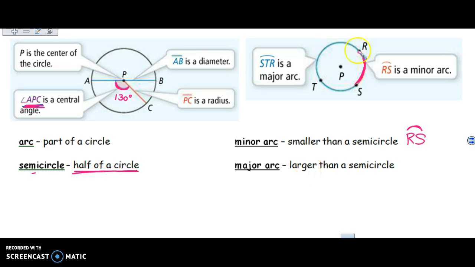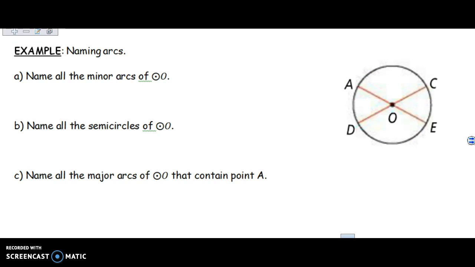And to name this one, you actually have to use 3 letters, because if you only use 2 letters, you don't know if you're talking about RS here or RS being the big one. So for this one, you would name this capital RTS with the half circle above it. Okay? All right, so now we'll practice naming minor arcs, semicircles, and major arcs.